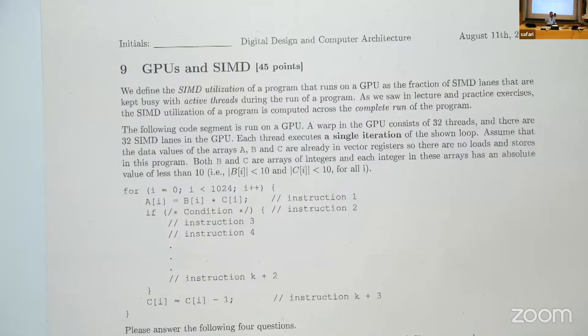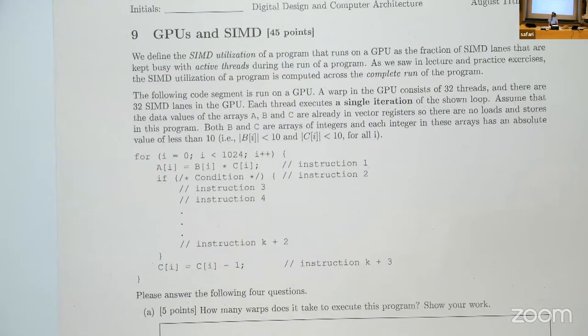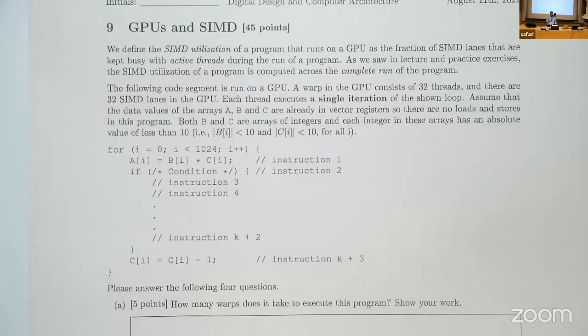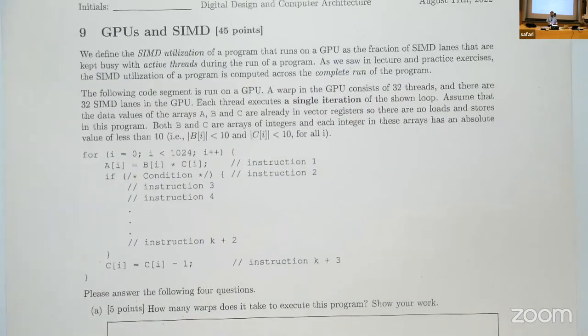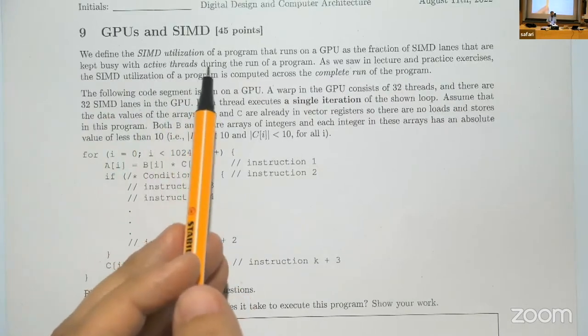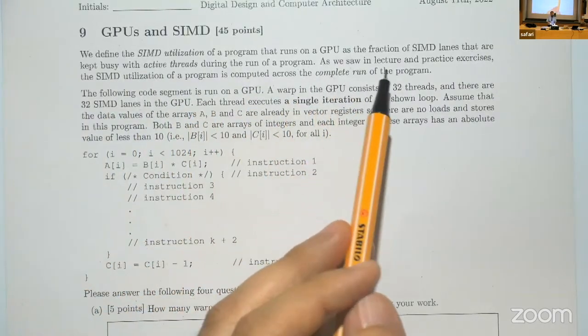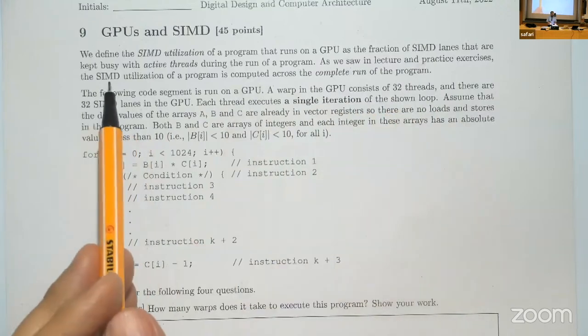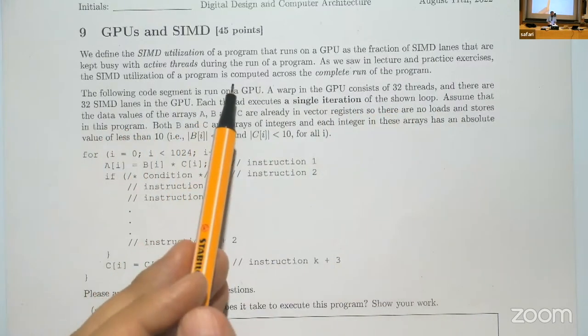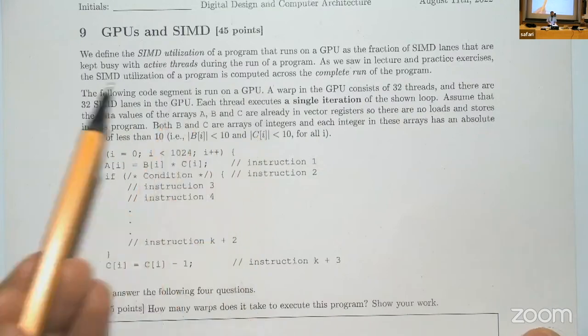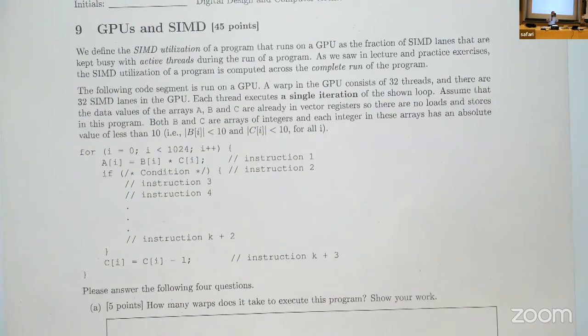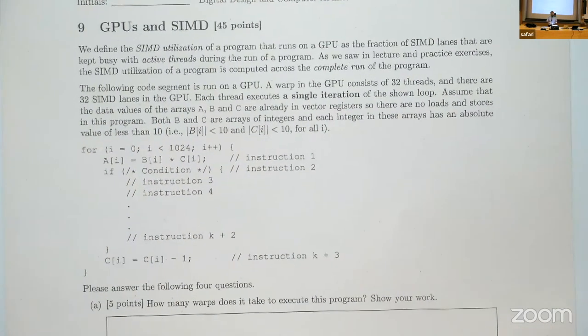Okay, the next question is about GPU and SIMD. This is actually one of the common questions in our exams, that you need to calculate the SIMD utilization rate. So I will quickly go over the question. We define the SIMD utilization of a program that runs on a GPU as the fraction of SIMD lanes that are kept busy with active threads during the run of the program. And we should calculate it at the end of the application, not in the meantime.